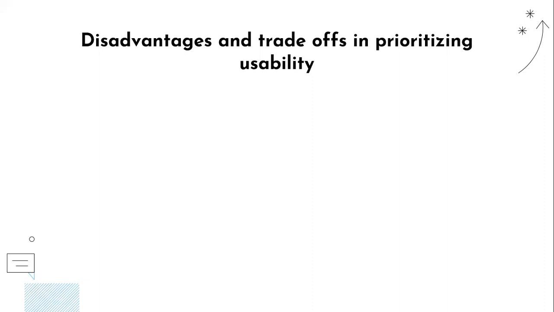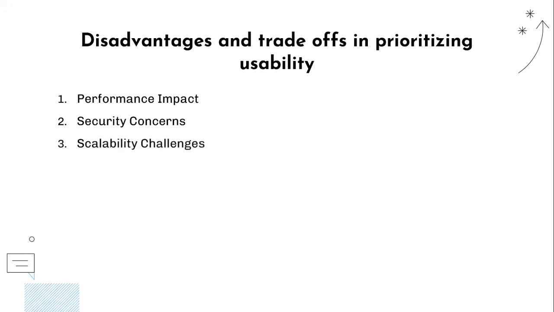Despite all of the advantages, there can also be disadvantages and trade-offs in prioritizing usability. The first one is performance impact. Overemphasizing usability might lead to compromises in performance. For instance, implementing complex visual effects or animations for an aesthetically pleasing user interface could potentially slow down the system. Simplifying authentication processes for user convenience might inadvertently weaken security protocols.